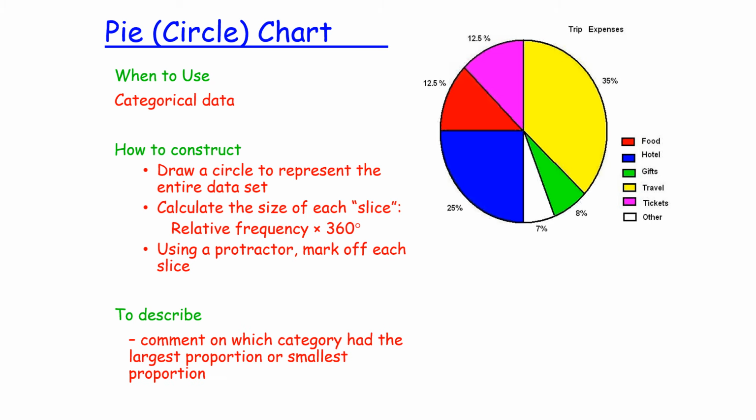So to describe, you comment on which category had the largest proportion or the smallest proportion. Notice that we still have a title of our chart, and we still have a legend that tells us what each of those pieces represents.